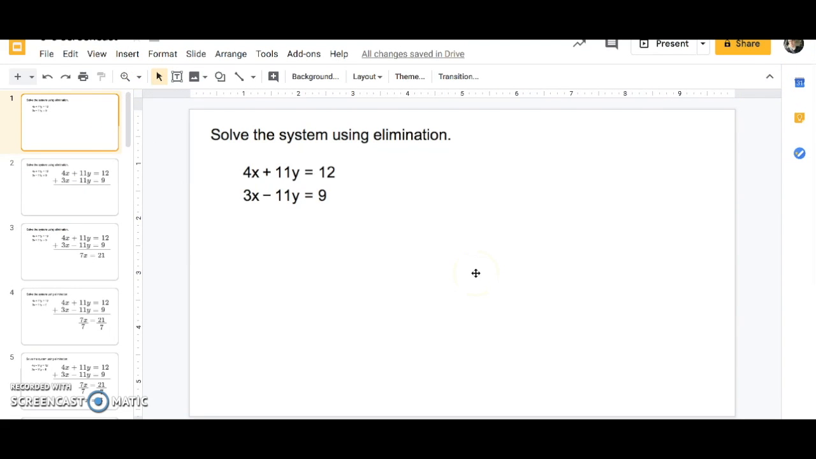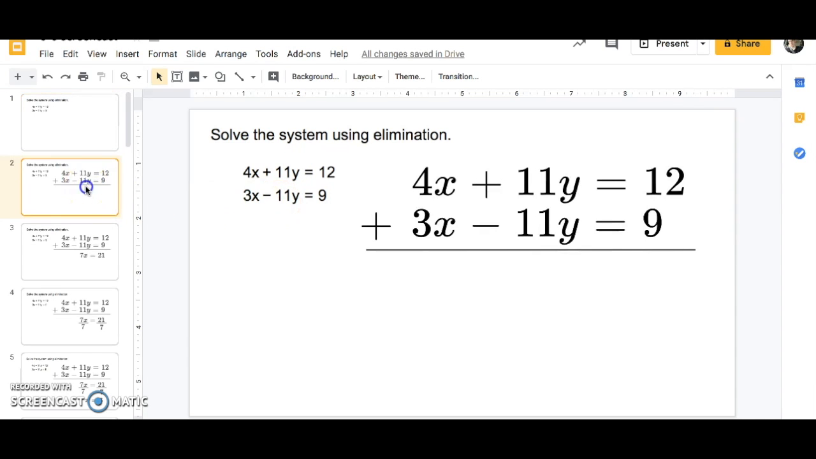So for number 1, what we always need to look for is whether there are any variables, either both x's or both y's, where the numbers are the same but the signs are different. If that's the case, that's the variable we want to eliminate, and we can do so by adding. In this case, both y's have 11, and one of them is a negative 11. So we would add these together.